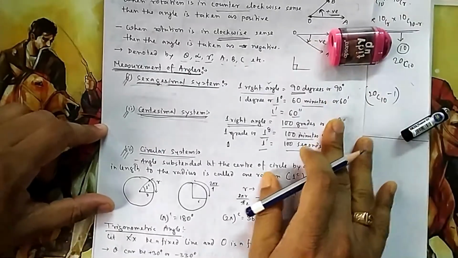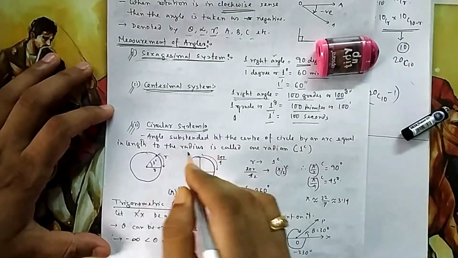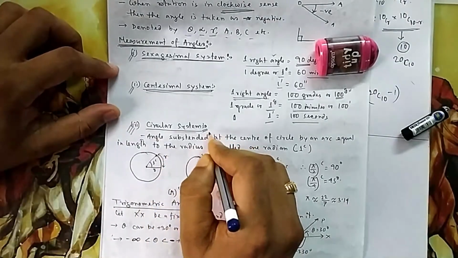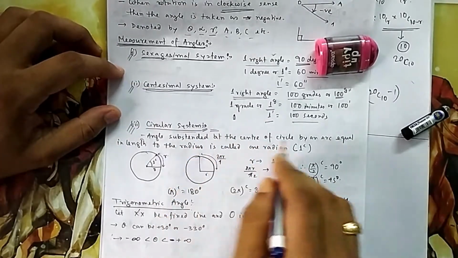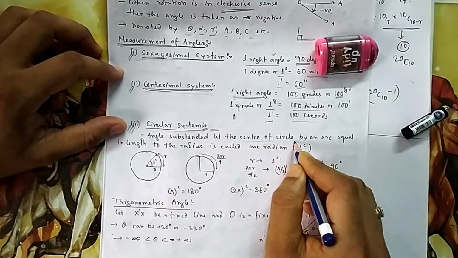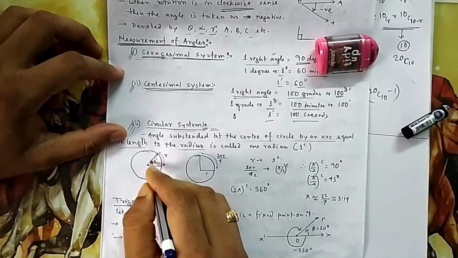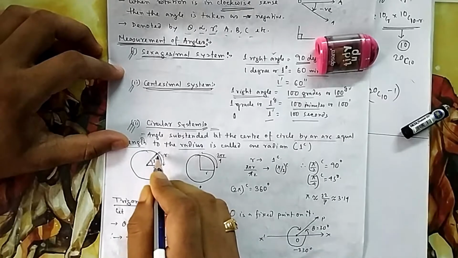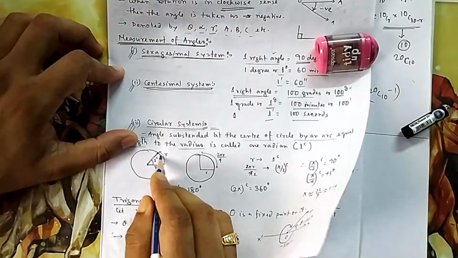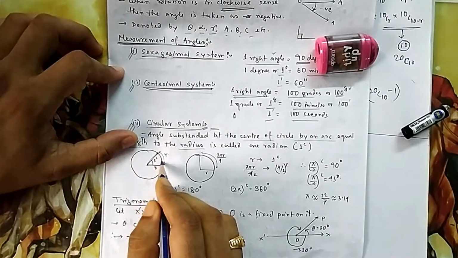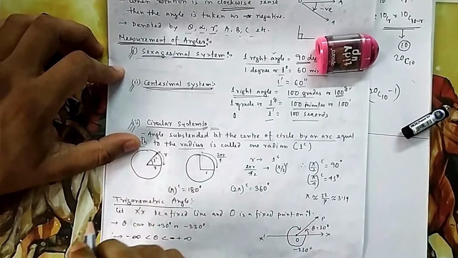Okay, this one I think you know. The circular system, whose unit is the radian, is very familiar in engineering also. The angle subtended at the center of a circle by an arc equal in length to its radius is called 1 radian. Suppose you have a circle of radius r. If you cut an arc of the same length as the radius, say 5 centimeters, then the angle it subtends becomes 1 radian. That is the definition of 1 radian.